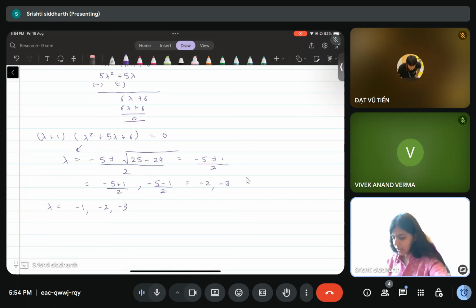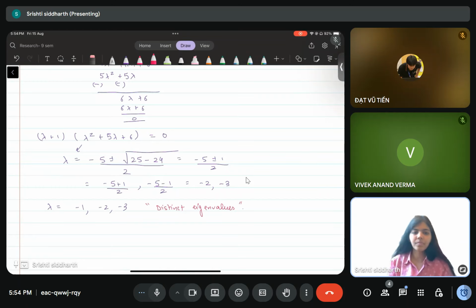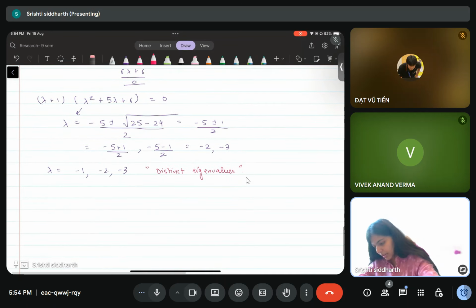Okay, so these are distinct eigenvalues. You can easily solve for the corresponding eigenvectors. So we are not going to do that computation. If you are interested, you can go ahead and compute the eigenvectors.